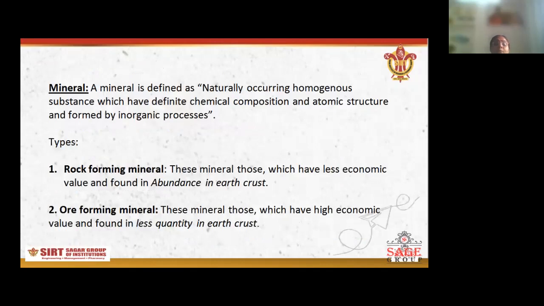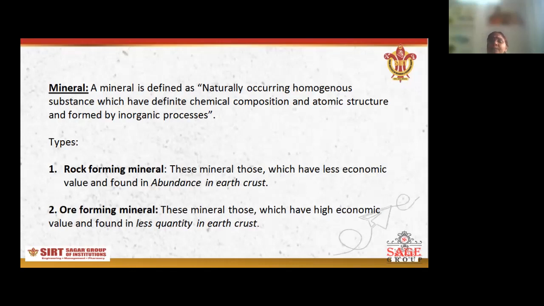Okay, so now we will discuss mineral in detail. Mineral is defined as a naturally occurring homogeneous substance which has definite chemical composition and atomic structure and is formed by inorganic processes. Right. So minerals have been categorized into two parts: rock forming mineral and ore forming mineral. Rock forming minerals are those types of minerals which are formed in abundance, like quartz.